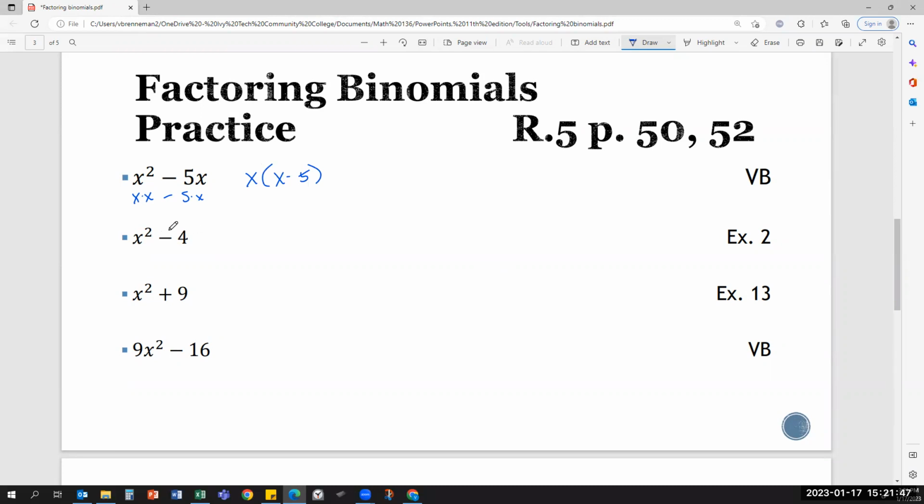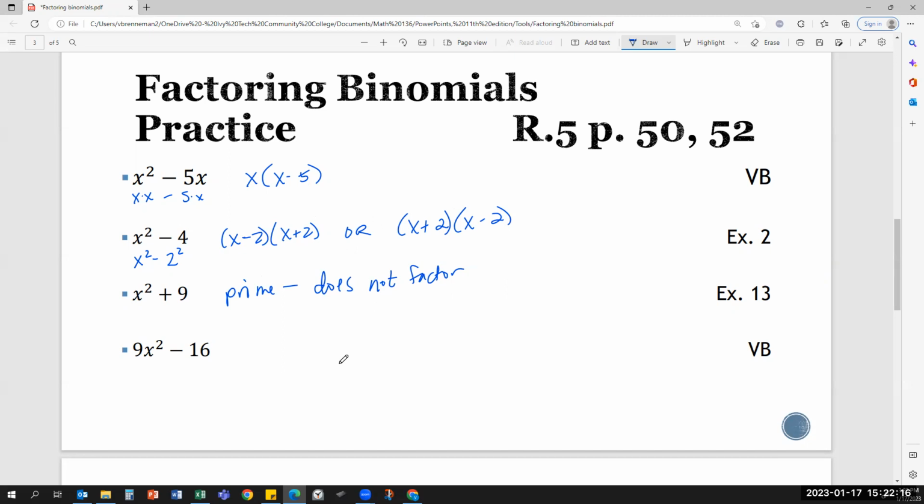x squared minus 4, so that's x squared minus 2 squared. It's a difference of squares. It's going to be x minus 2 times x plus 2. You can write those in either order, so it could be x plus 2 times x minus 2 also. x squared plus 9, that's a sum of squares, does not factor. We would call that a prime polynomial.